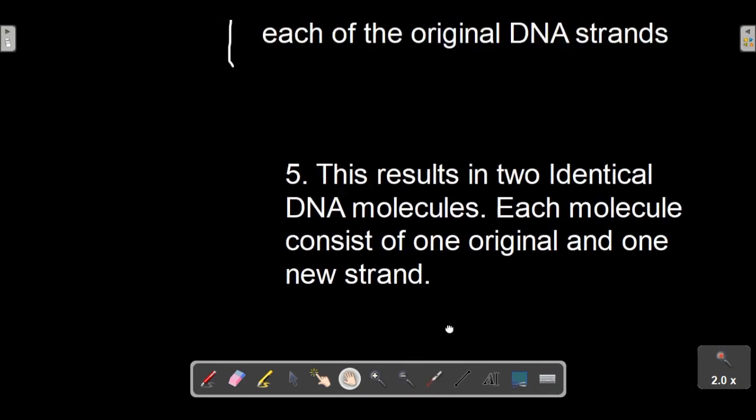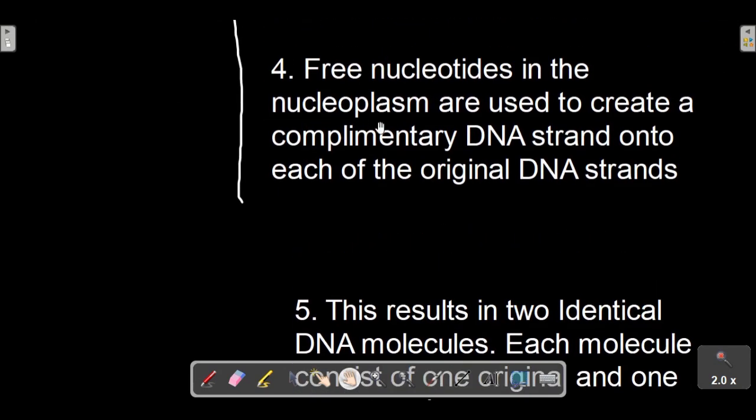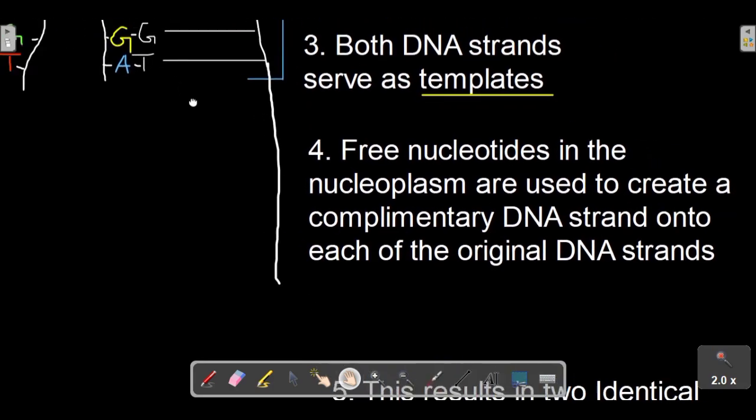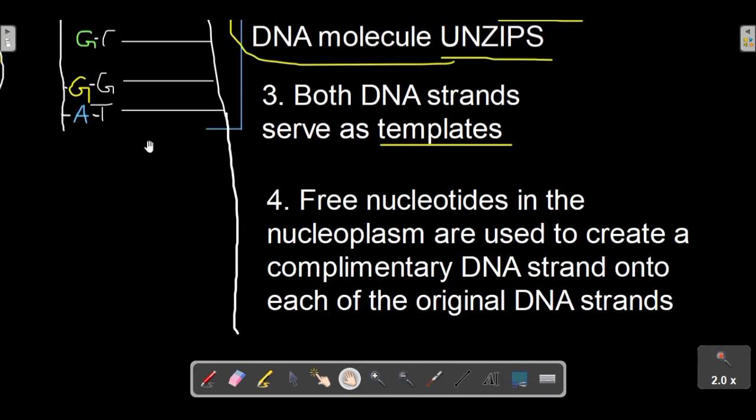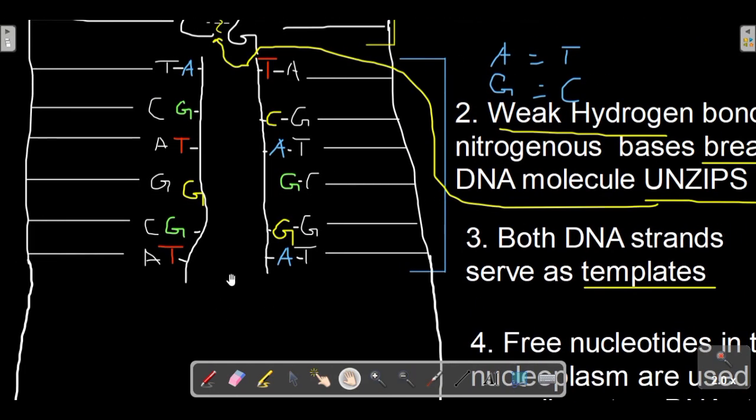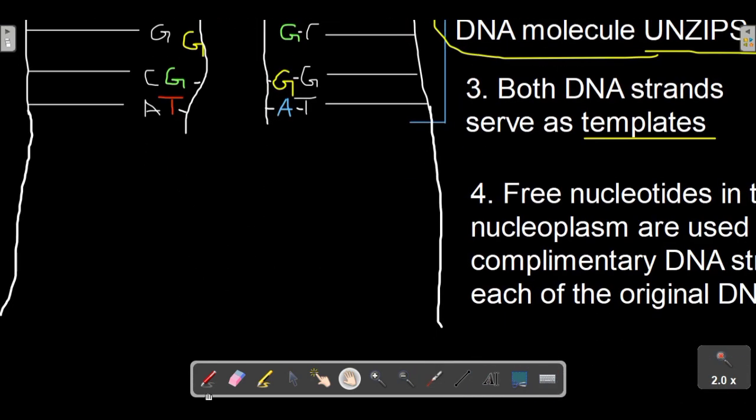Okay, so we said that free nucleotides in the nucleoplasm are used to create a complementary DNA strand onto each of the original strands. Okay, these are the new complementary DNA strands, the ones that we have just created now. So this results in two identical DNA molecules. Each molecule consists of one original and one new strand. So now you have, of course, two identical DNA molecules.